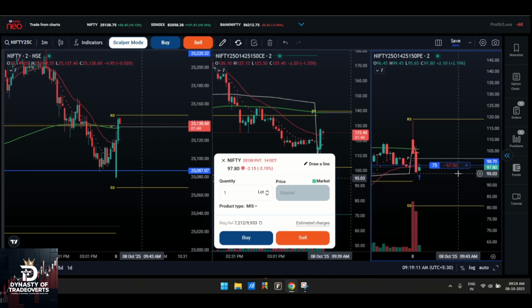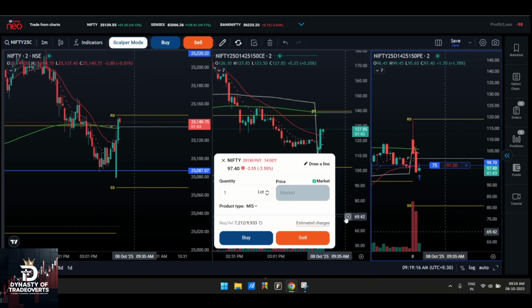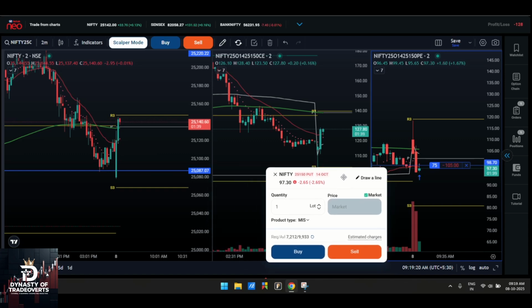If it goes below that big red candle in PE, then I should exit. Initially, I'm seeing a rejection from the R3 level, so I'm getting confident. I'm trying to capture like 10 points from this initial trade. Since I was able to capture good points yesterday, I think I will try to capture 15 or 20 points in every trade. That's what I'm trying to do.